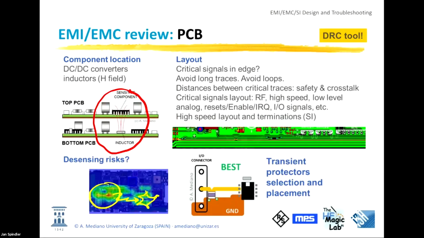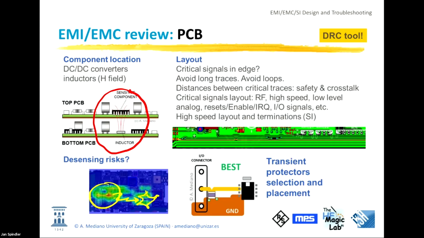Another important thing to review is the layout. For example, are you using very long traces? These very long traces, aggressive or sensitive, can create crosstalk problems. Having critical signals at the edge of the PC board is very dangerous. Through the fringing effect, it creates the possibility of radiation or pickup from the environment. It is very important to review these critical signals.